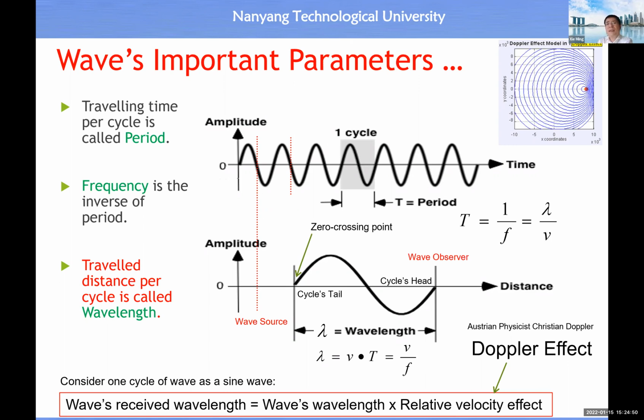Then here you always consider the observer, because we are talking about the measurement and sensing system. Observer here means a sensor or a measurement and sensing system. We just use the layman term, observer. So you just consider this situation, where we have a wave source.